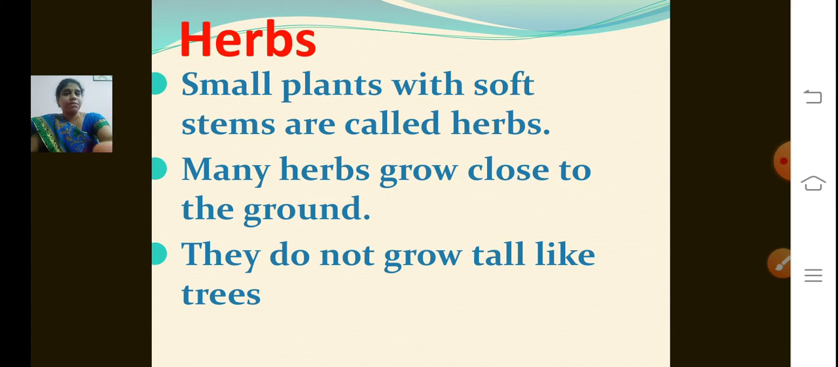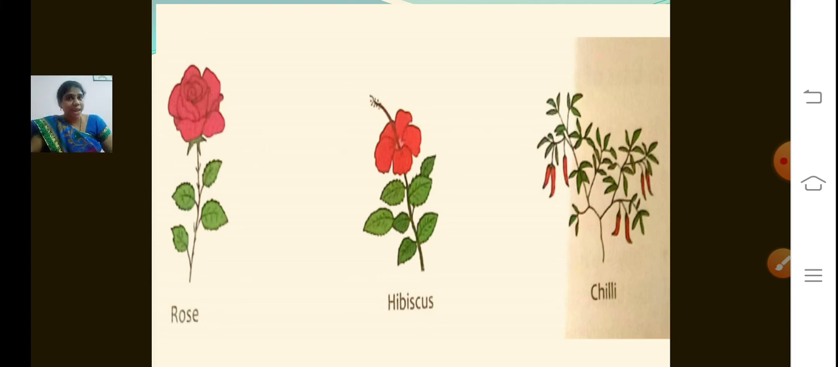Now, what are the different types of plants? The different parts of a plant are root, stem, leaf and flower, right? And what are the different types of plants? Big plants and small plants, right? What do we call big plants? Trees. And what do we call small plants? We have two types: shrubs and herbs.